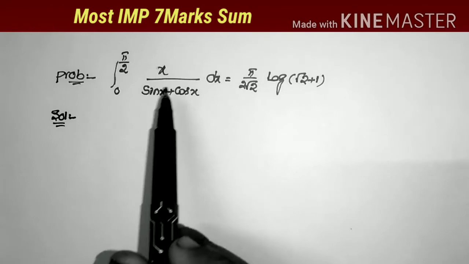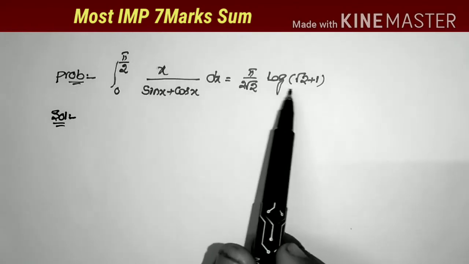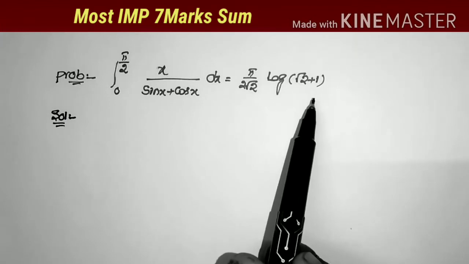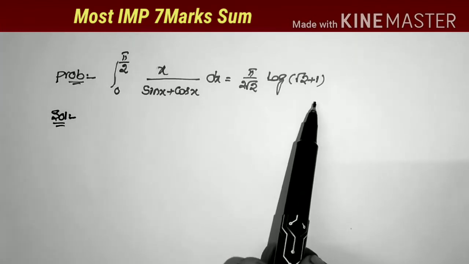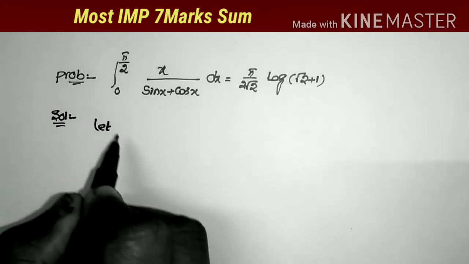Integral 0 to pi by 2 of x by (sin x plus cos x) dx is equal to pi by 2 root 2 log (root 2 plus 1). Most important essay question. Very important sum for 7 marks. To solve this problem, first we take that this total problem is equal to I.